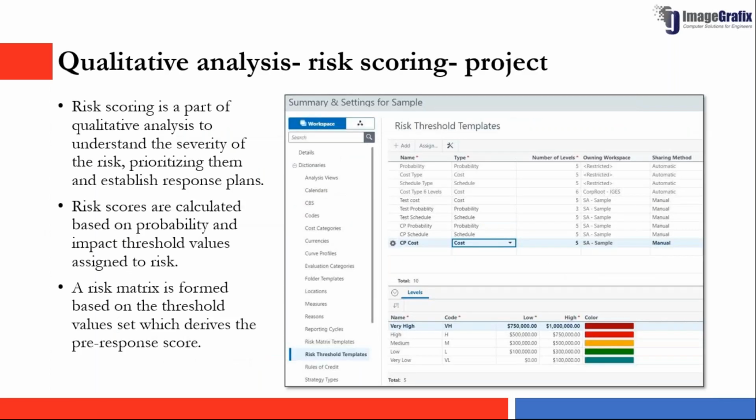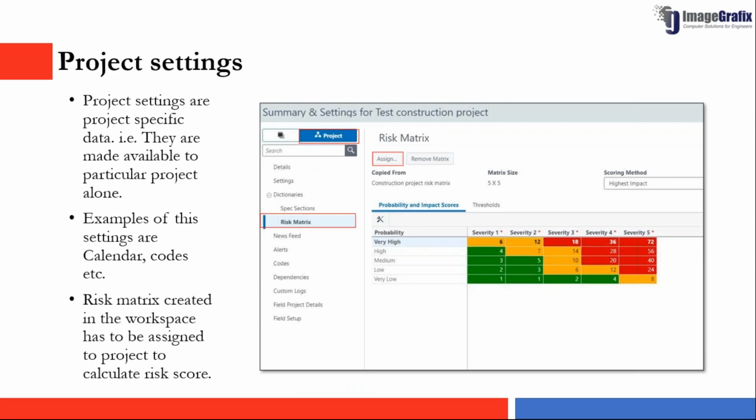Coming to qualitative analysis in Primavera Cloud, like I explained before, we can use a probability and impact matrix where we define our cost and schedule impact, create our risk matrix, and assign it to a project so that the system will automatically calculate the risk score for each risk as well as for the total project. This is how the risk scoring matrix looks, with probability and impact scores. Based on this, we can identify which risks need our immediate attention.